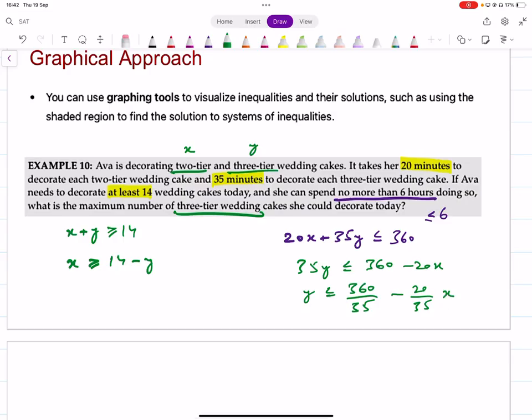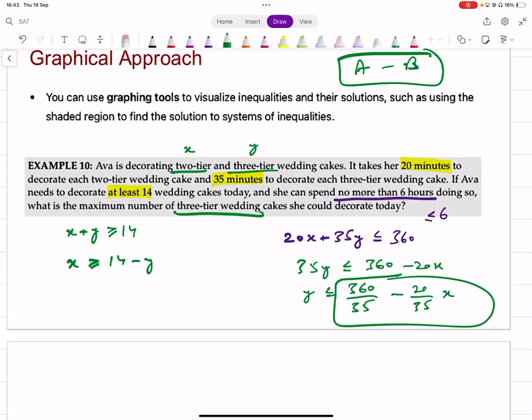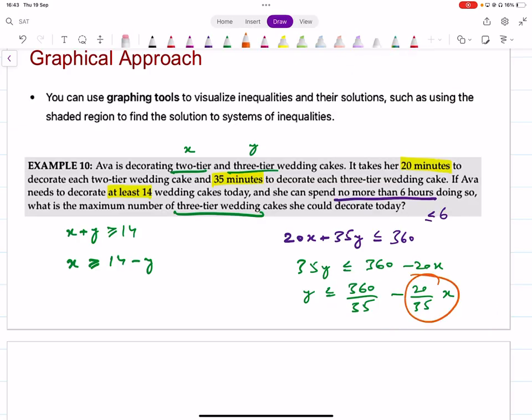Now we want to find the maximum number of three-tier wedding cakes. X is something that is being subtracted. We are subtracting x times something. If we want to maximize this whole number, we want x to be as small as possible. Does that make sense? If you're subtracting two numbers, a minus b, if you want the overall result to be big, you want b to be as small as possible, a to be as big as possible. So you want this part to be as small as possible.